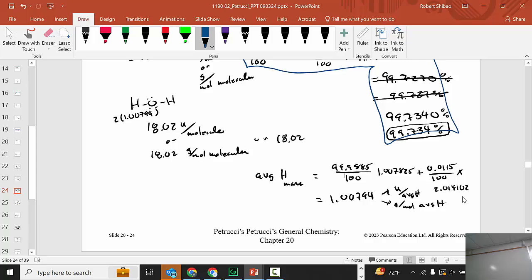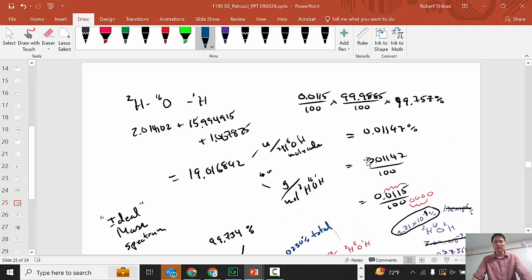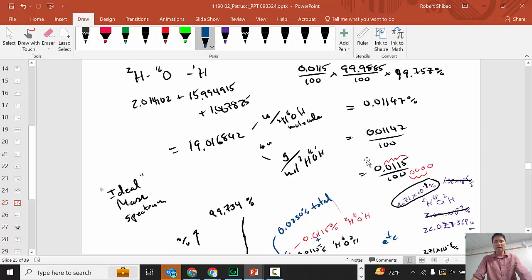You know, the hydrogen atoms are either going to weigh 1.007825 or 2.014102. Okay, so that's what I'm doing on this slide. Actually, I'm just going to use this PowerPoint here to save some writing.